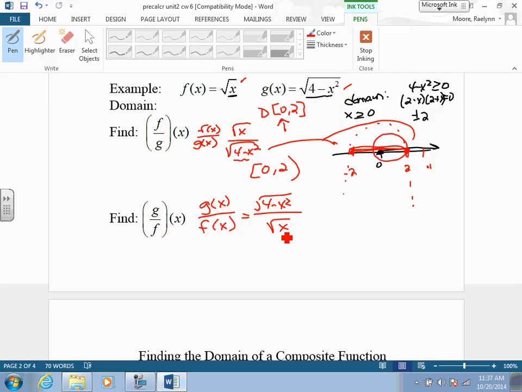But going back to my original domain, my original one was from 0 to 2 inclusive. What would my new domain have to be? Good. Soft bracket on 0, because the only thing you're telling me now is, whoops, that can't be a 0 as well.